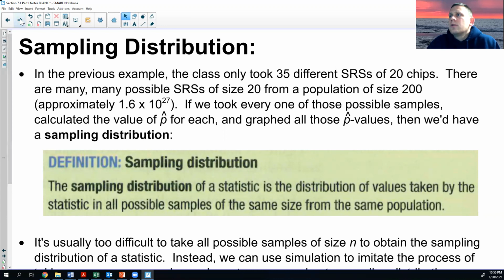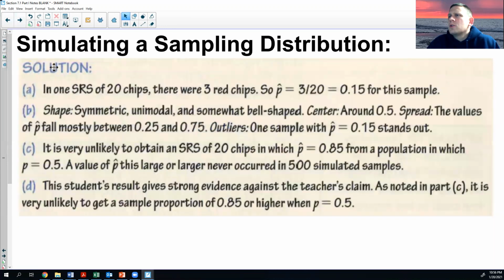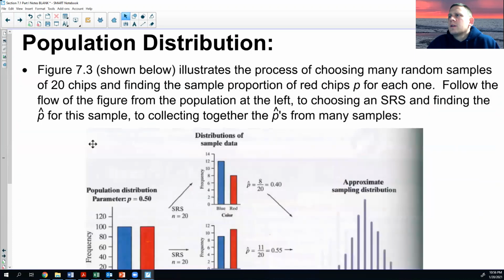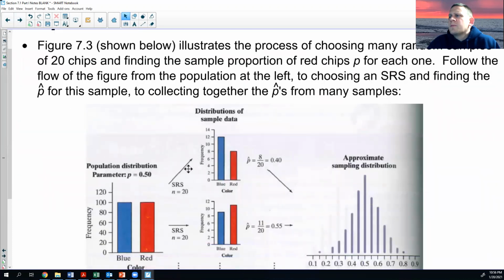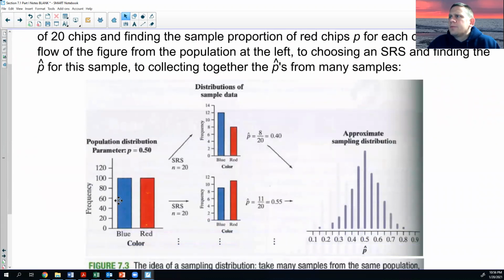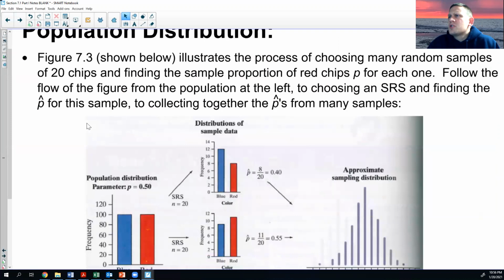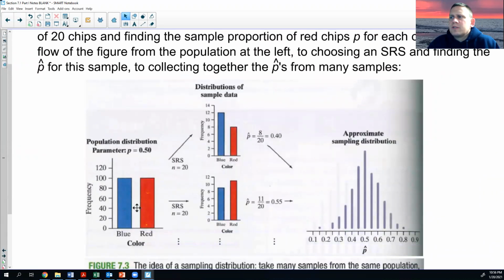Okay, so I definitely wanted to look at this to kind of show what a sampling distribution is. So here's what should happen. Okay, we're talking about these blue and red chips in the example. They are 50-50. We know that because they were put into a tub or into a bowl or whatever you want to call it. It is 50-50. So the true population parameter is 0.5. Okay. So there's 100 blue and 100 red.